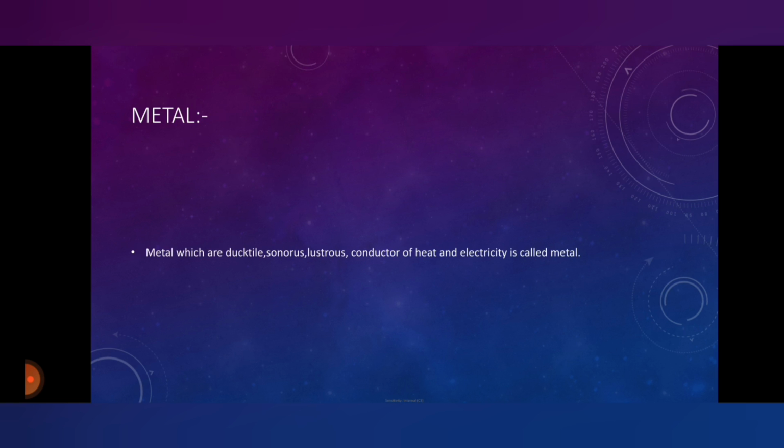Next is metal. Metals which are ductile, sonorous, lustrous, conductors of heat and electricity are called metals. Next is metalloids. Materials which have both metallic and non-metallic properties are called metalloids.